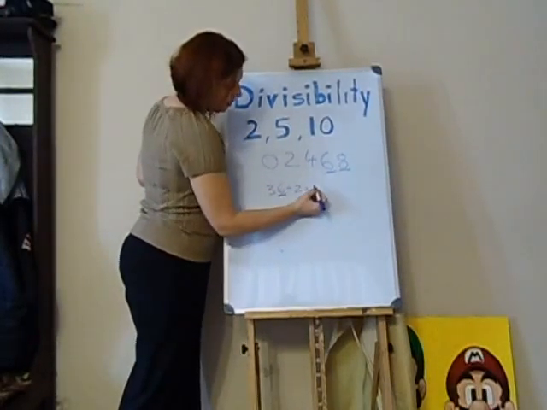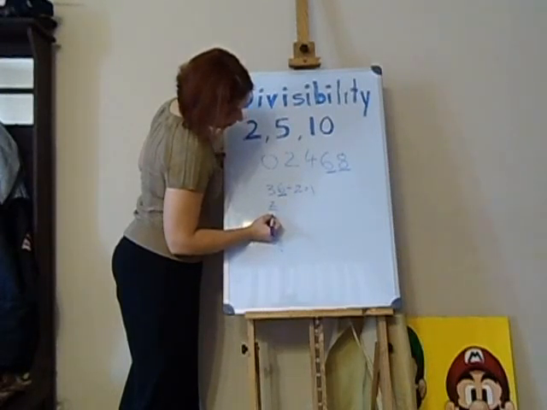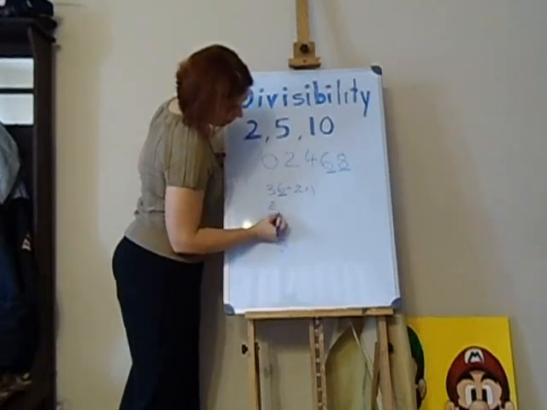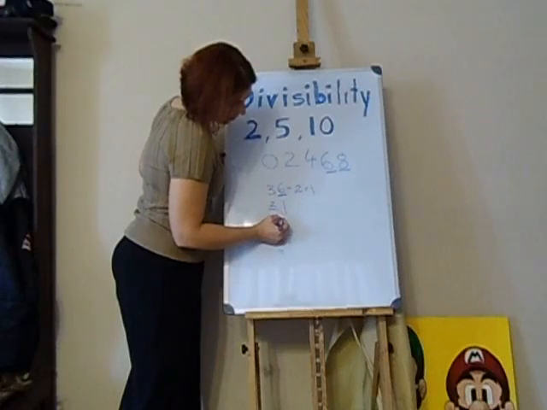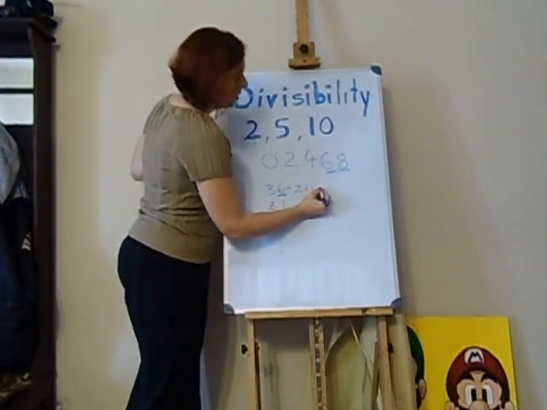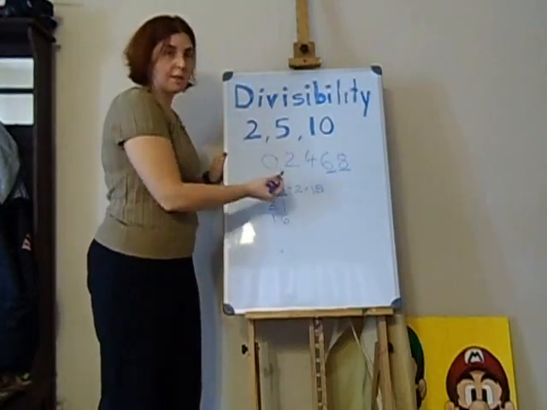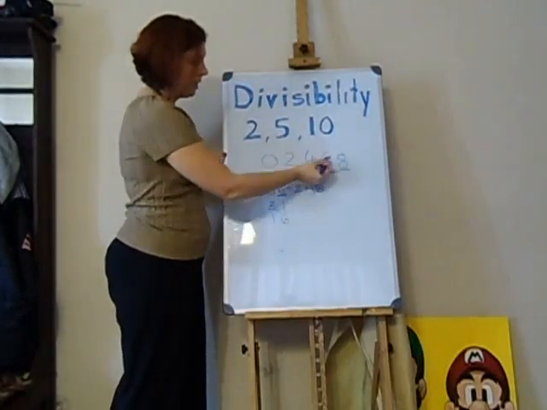3 divided by 2 is 1. 1 times 2 is 2. 3 minus 2 is 1. Bring down the 6. 16 divided by 2 is 8. So yes, 36 is divisible by 2 because it ends in a 6.